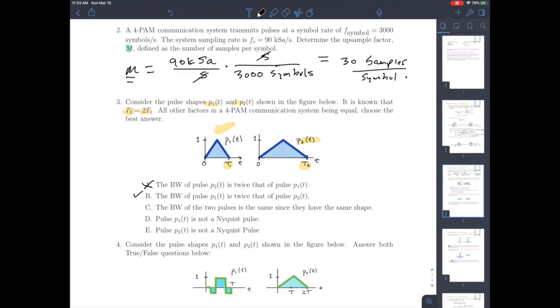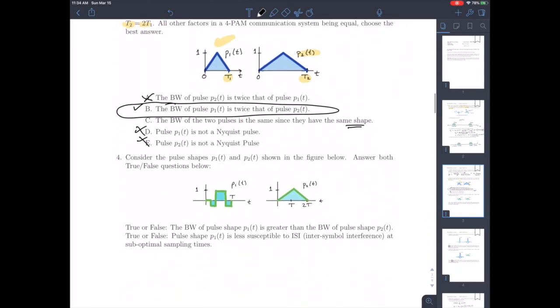Let's look at these other choices. Bandwidth of two pulses is the same since they have the same shape. Well, the shape matters, but in this particular case, since they have a different duration, the bandwidth is not the same. And it turns out both these are Nyquist pulses, so these can't be true either. All right, so the answer is B.